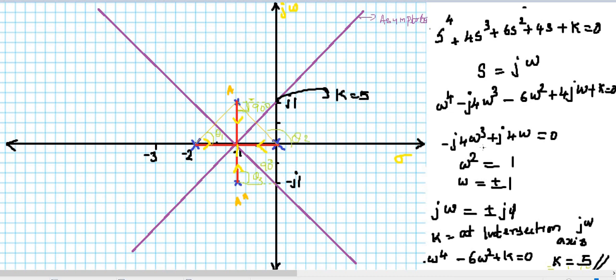That means the system will be stable when the value of k is less than 5, and at k equal to 5 the system will be marginally stable. Above k greater than 5 the system will be unstable. So we can draw the root locus branches now itself.